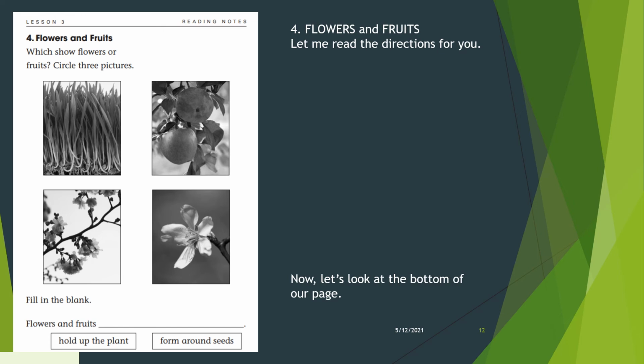Print neatly. I'm going to read both answers with the beginning of the sentence. Flowers and fruits hold up the plant. Or is it flowers and fruits form around seeds? Make the correct choice and write it neatly.